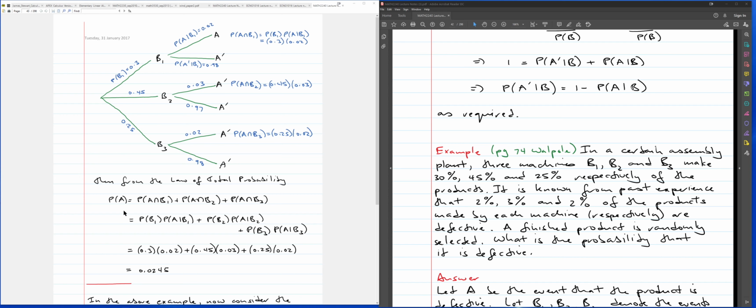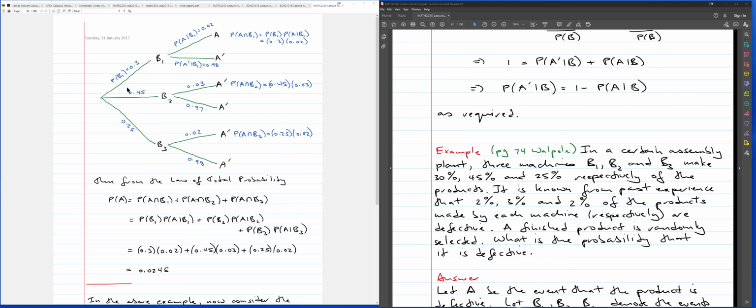We could just state the law of total probability here, and to get the probability of it being defective, you're just using it. You know the probabilities of B1, B2, and B3: that's just 0.3, 0.45, and 0.25 respectively. And you know the corresponding conditional probabilities, which are 0.02, 0.03, and 0.02. So you can feed in all your information over here, and this will give you the probability that a product chosen at random is defective. This is using the law of total probability.